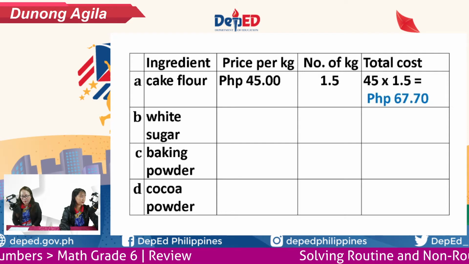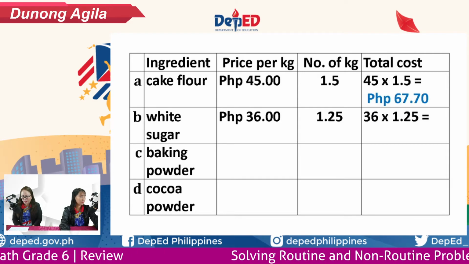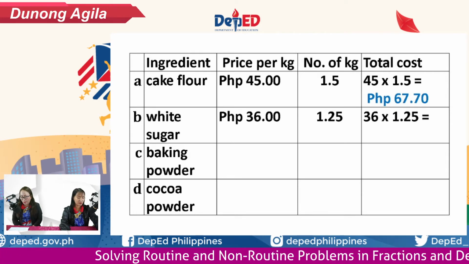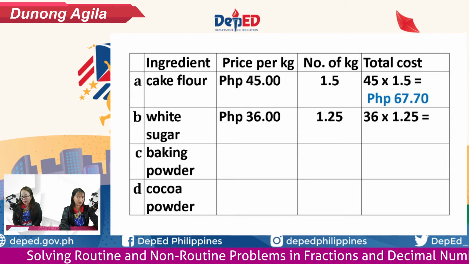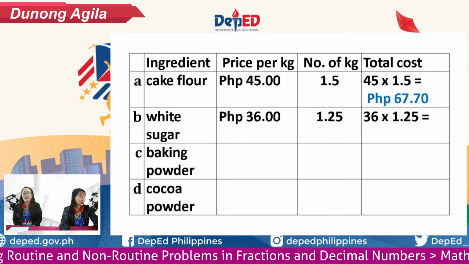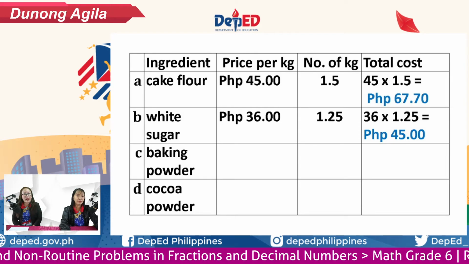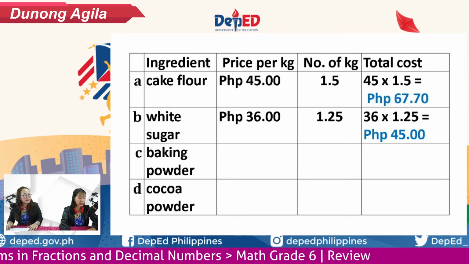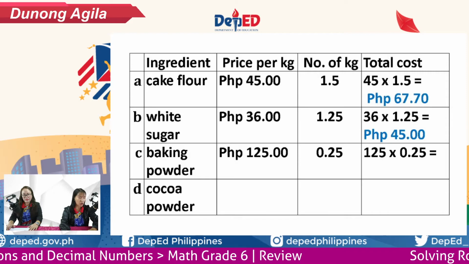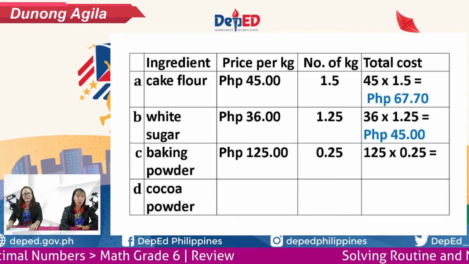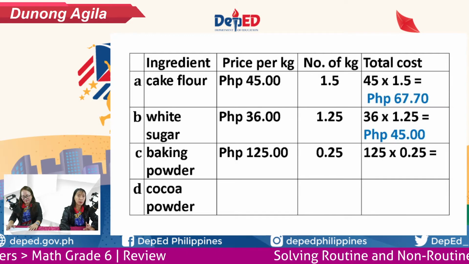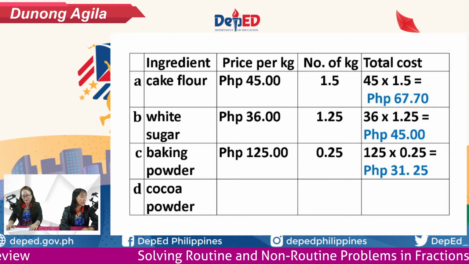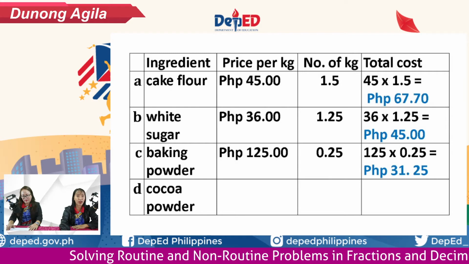For white sugar naman, so we have the cost per kilogram is 36 pesos. Tapos, bibili lang siya ng 1.25. So, multiply 36 by 1.25. The answer is 45 pesos. And for our third ingredient, the baking powder, it is sold for 125 pesos at ang kanyang bibilhin lamang is 0.25 kilograms. So, i-multiply natin ng 125 times 0.25. The answer is 31 pesos and 25 centavos.